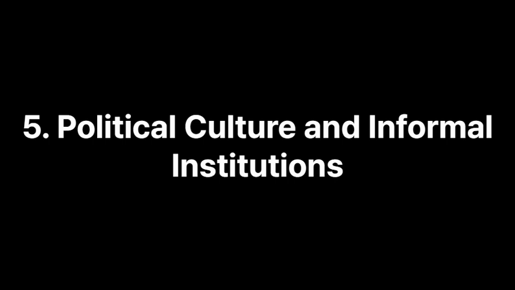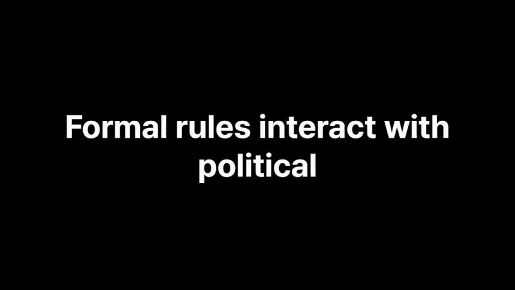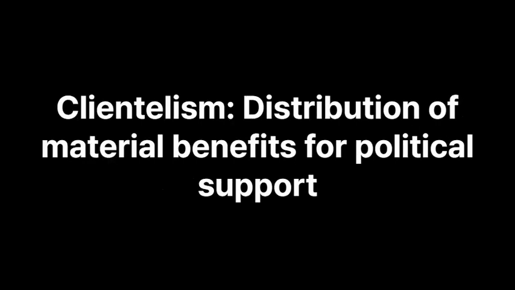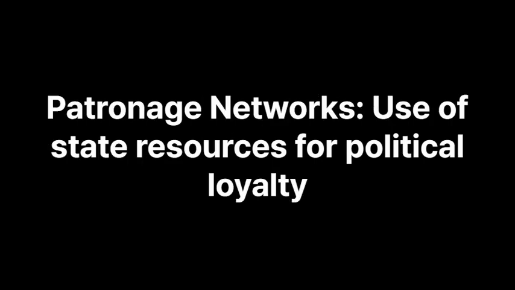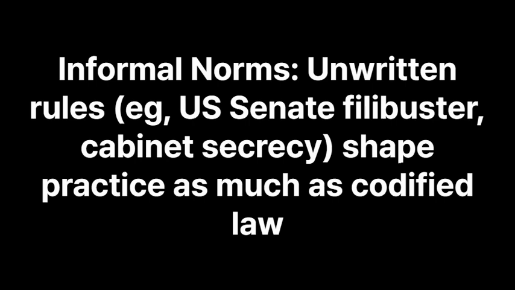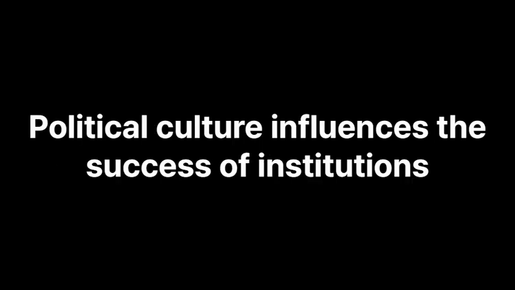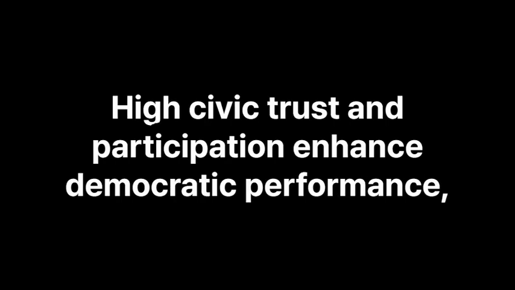Whistleblower protections and freedom of information laws empower citizens. 5. Political culture and informal institutions. Formal rules interact with political culture, societal norms, trust in government, and civic engagement. Clientelism. Distribution of material benefits for political support. Patronage networks. Use of state resources for political loyalty. Informal norms, unwritten rules, e.g., U.S. Senate filibuster, cabinet secrecy, shape practice as much as codified law. Political culture influences the success of institutions. High civic trust and participation enhance democratic performance, while apathy or polarization weakens it.